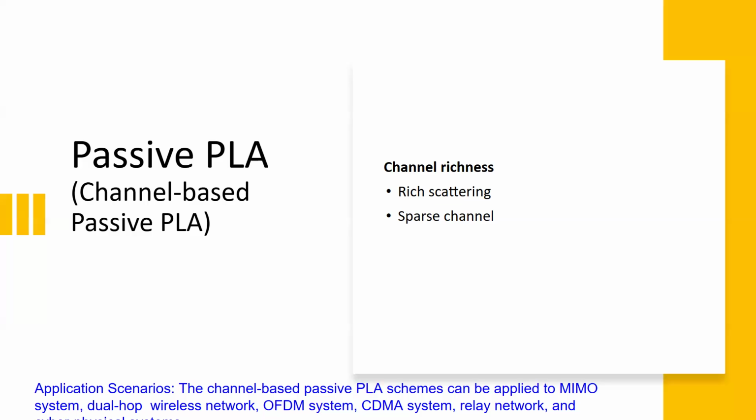Now, the channel-based passive physical layer authentication schemes can be applied to MIMO systems, dual hop wireless networks, OFDM systems, CDM relay networks, and so on.